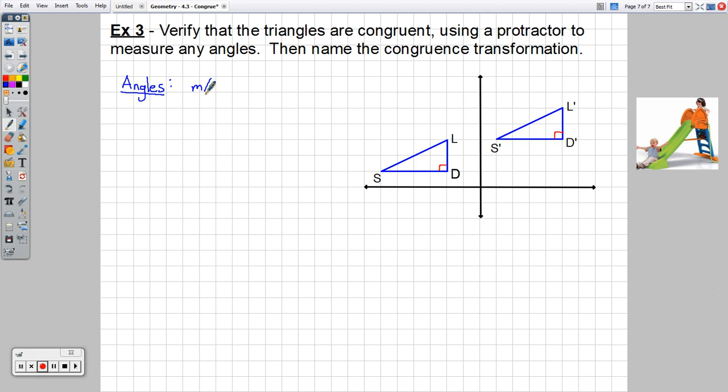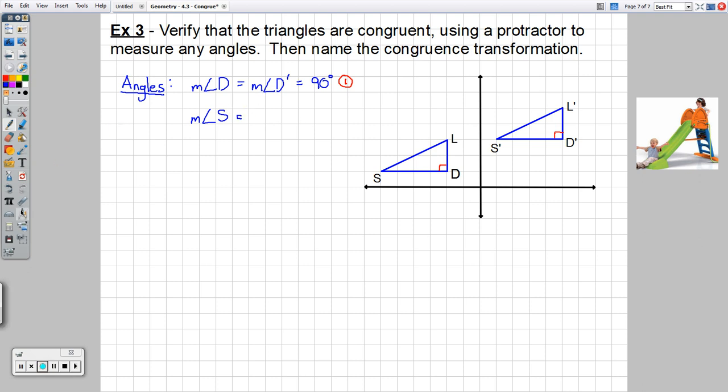So the measure of angle D equals the measure of angle D prime, which equals 90 degrees. So that is one step. We've proven 1 out of 6 things there. I still need to have 5 more. So measure of angle S, why don't I go with that next?